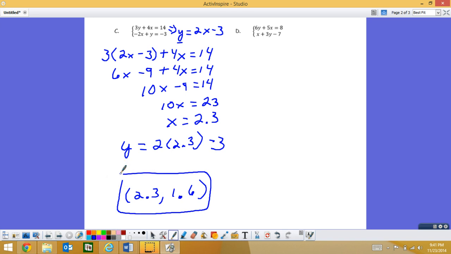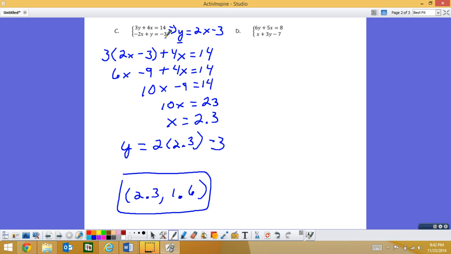And again, you can always check this solution. If we plug it back into this top original equation, we'd have 3 times 1.6, which is 4.8, plus 9.2, which is in fact 14. And then we take negative 2 times 2.3, which is negative 4.6, plus 1.6, which is in fact negative 3. So that is the solution.